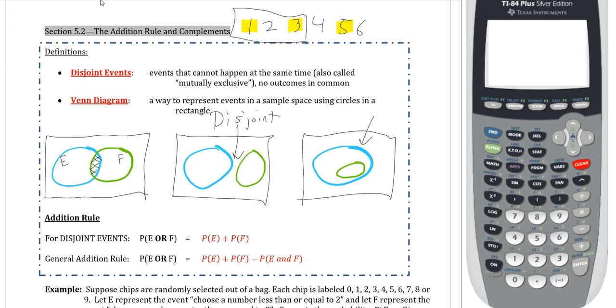The third graph is kind of rare. This is what we sometimes call a subset, where one event is completely inside of another one. Much less common, you tend to see one of these first two. That second one is where they're disjoint. That first one, though, is where they're not disjoint.